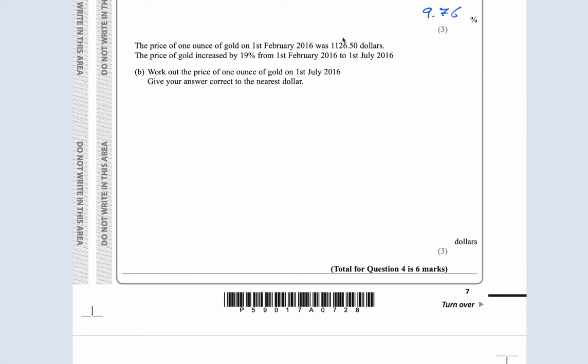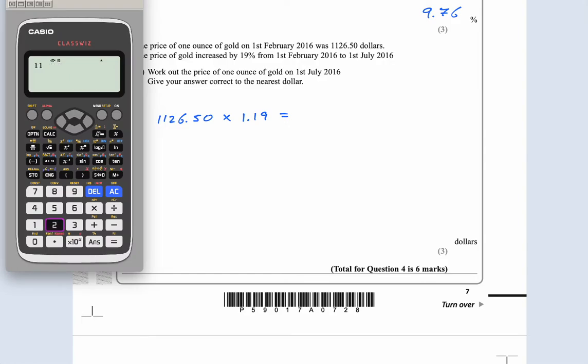Right, so it was 1126.50. And it increased by 19%. The easiest way to just increase by 19%, guys, is to just multiply by 1.19. And that will give me the new price. That's it. That's the easiest way to do it. So 1126.5 multiplied by 1.19 gives me 1340.35.